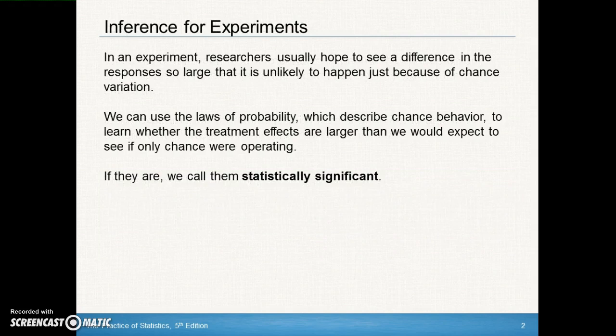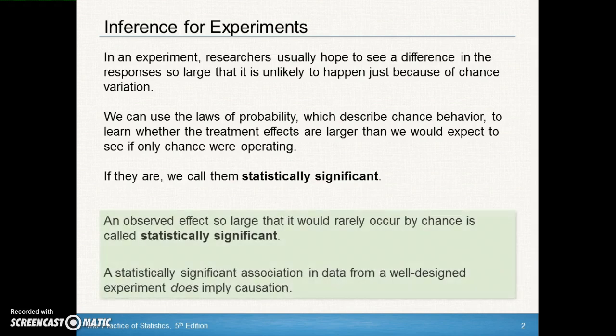In an experiment, researchers usually hope to see a difference in responses that is so large that it was unlikely just to happen because of chance variation. So when I talk about difference in responses, I'm talking about the way that subjects respond to different treatments. So we want to see responses to treatments that are so large that they are unlikely just to happen by chance. If that's the case, right? If results were unlikely to happen just by chance, then they are statistically significant.